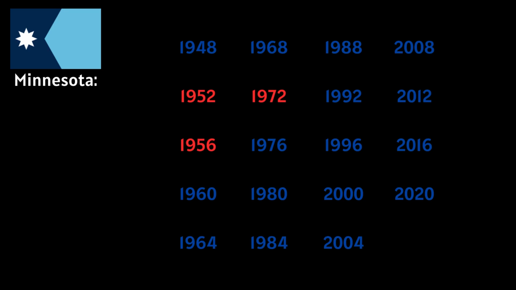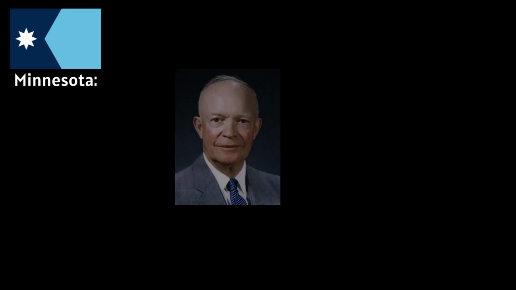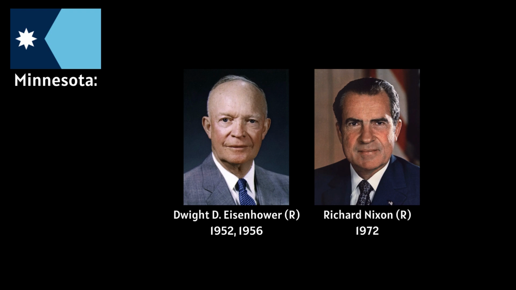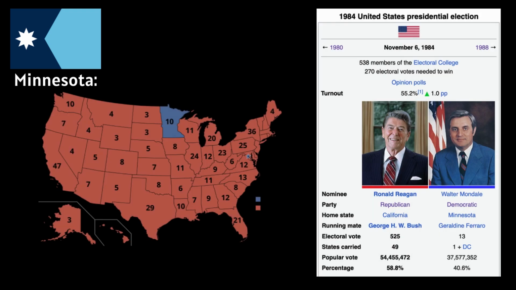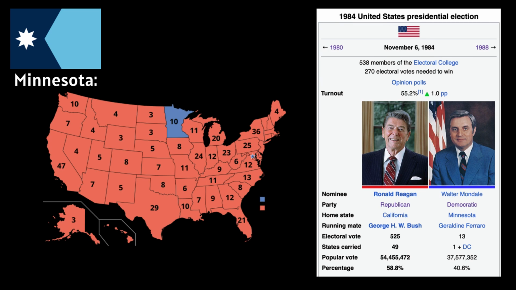Minnesota, on the other hand, is a firm blue state, having voted for Republicans Eisenhower in 1952 and 1956 and Nixon in 1972, but voting for Democrats in every other election since 1948. In the 1984 election, Minnesota was the only state to vote for Democrat Walter Mondale, as every other state voted for Reagan.